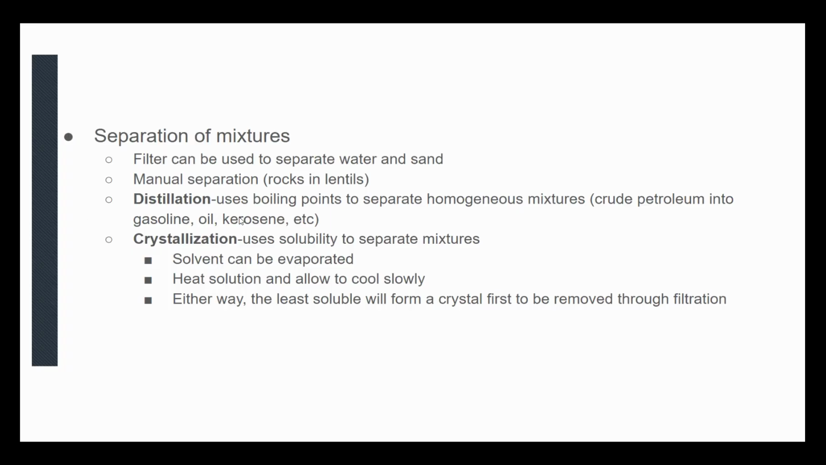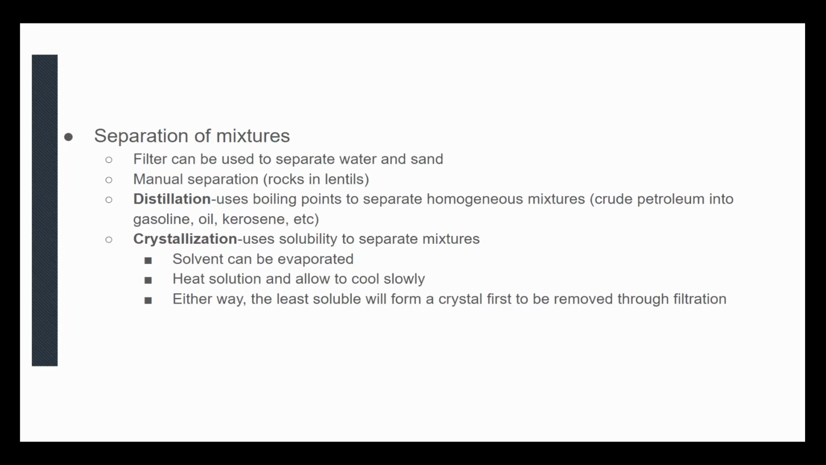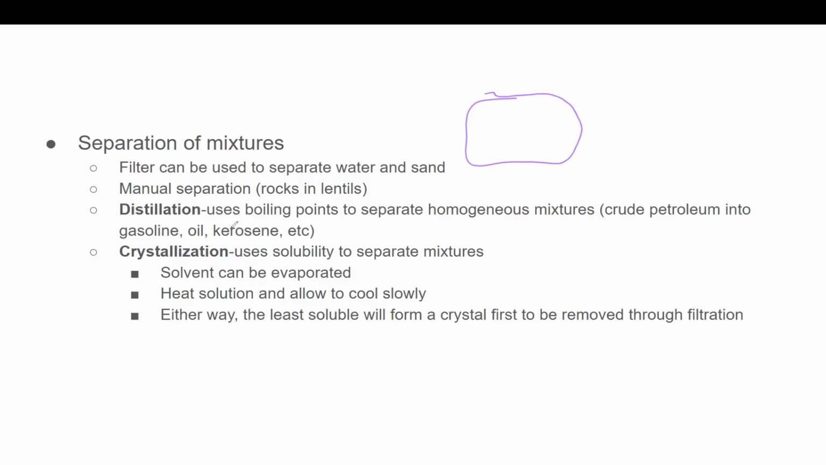You can also use a process called distillation. And distillation uses boiling points to separate homogeneous mixtures. This is how crude petroleum is turned into gasoline, oil, or kerosene. We also use this to make distilled water because water will evaporate faster than the minerals below.